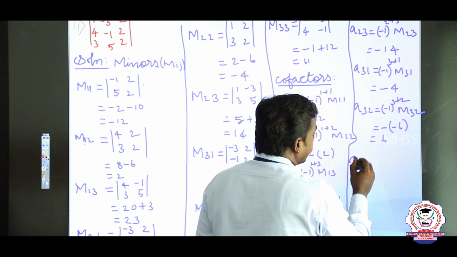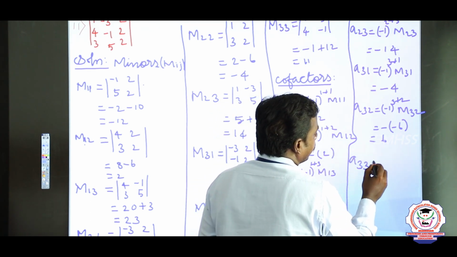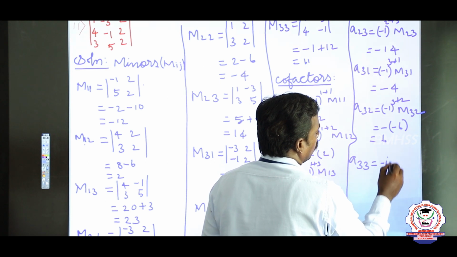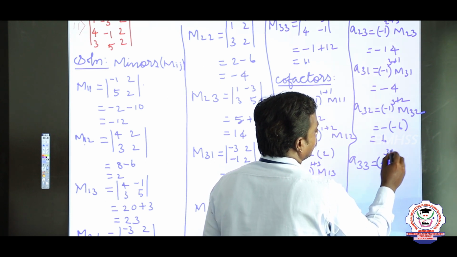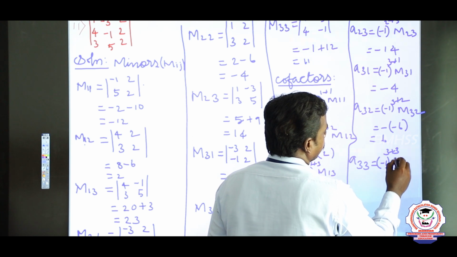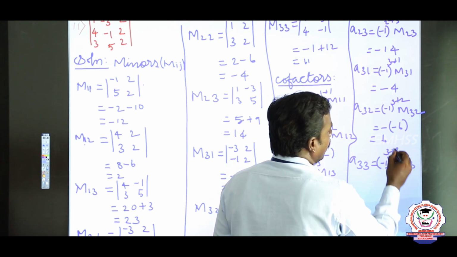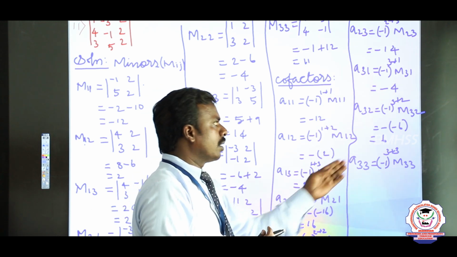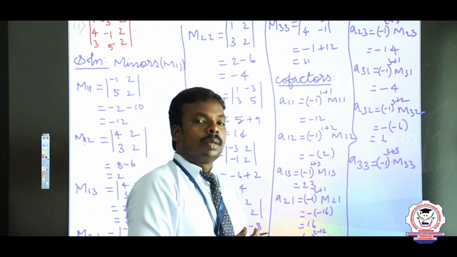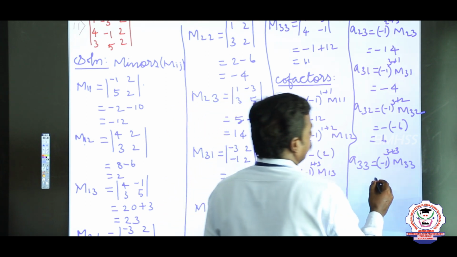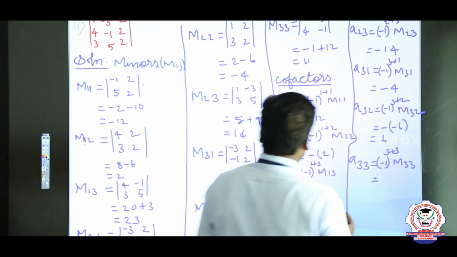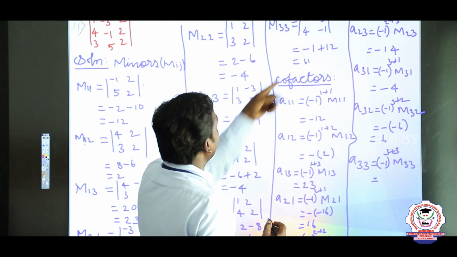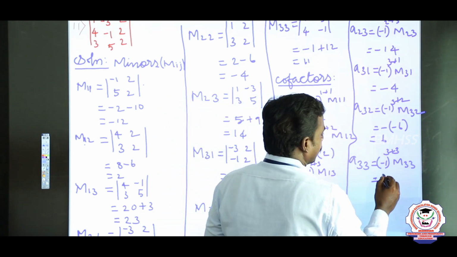Next, A33. A33 is equal to minus 1 whole power 3 plus 3 into M33. So 3 plus 3, that is 6. Even number. If you get an even number in its power, again you will get a positive sign. So positive into M33 value. What is it? M33 value is 11. So plus 11.